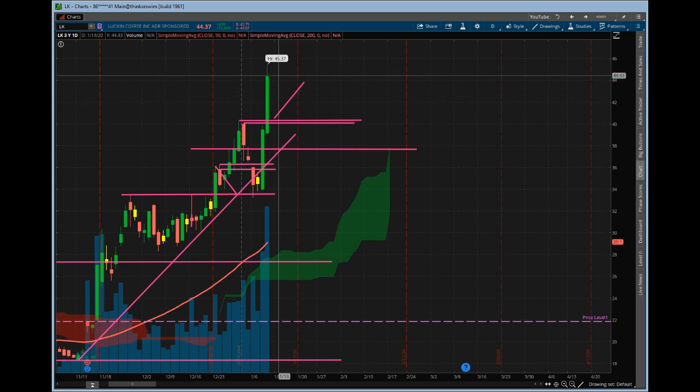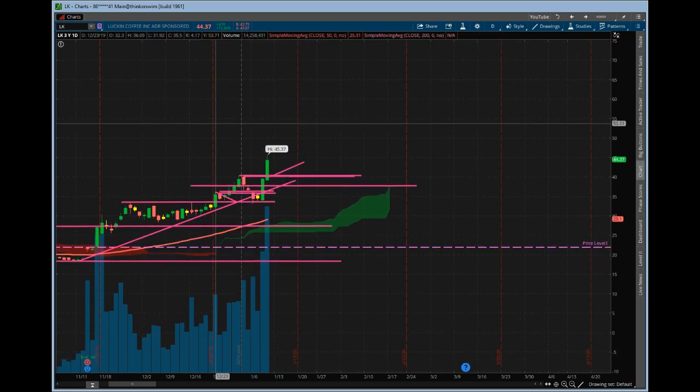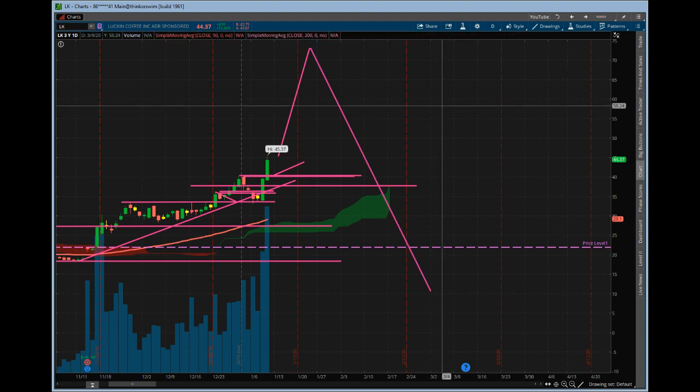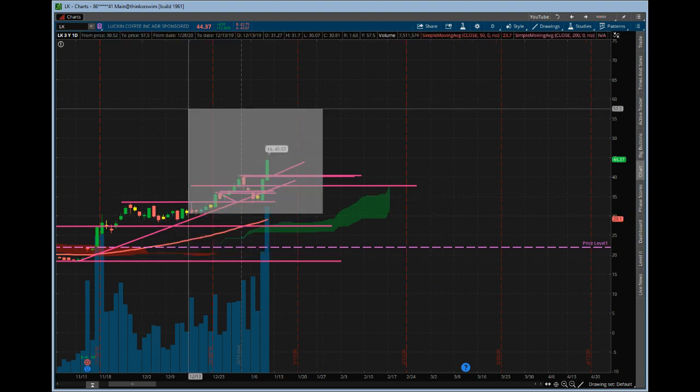So this thing might, who knows? This thing could go to like 300, right? And then it does that sharp decline. So you just have to be careful with this one. But it's fun to trade if it gives you a setup.